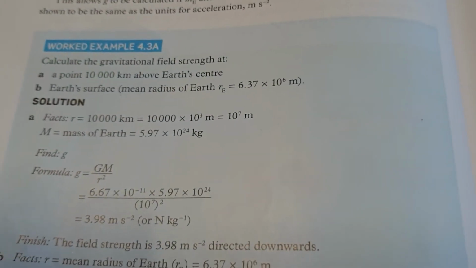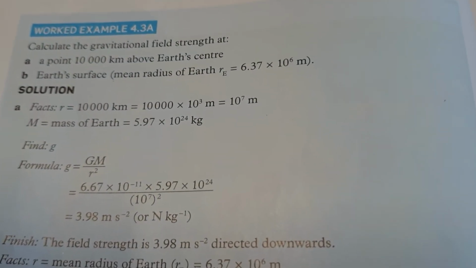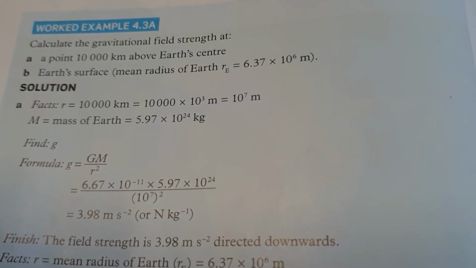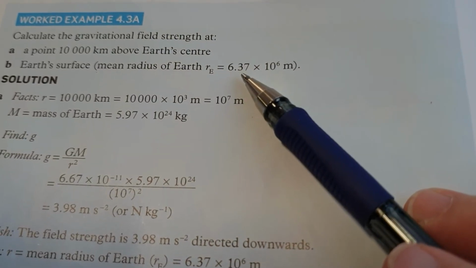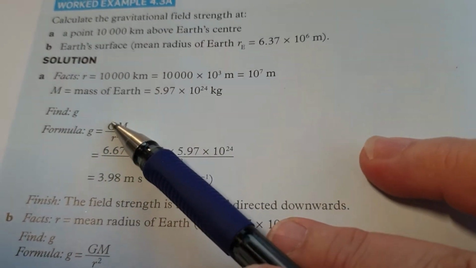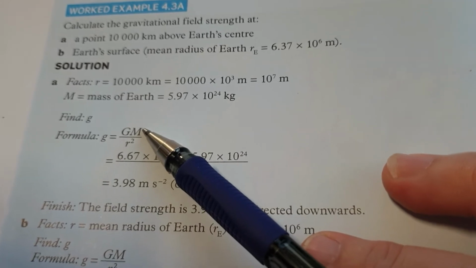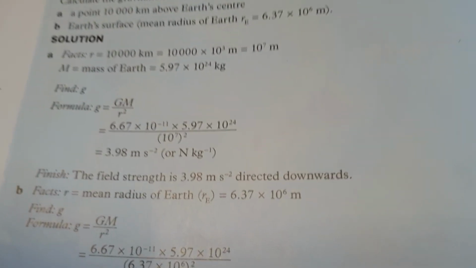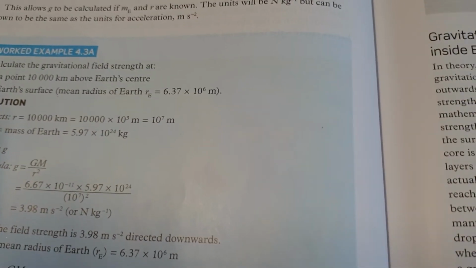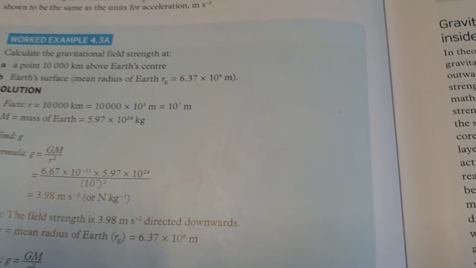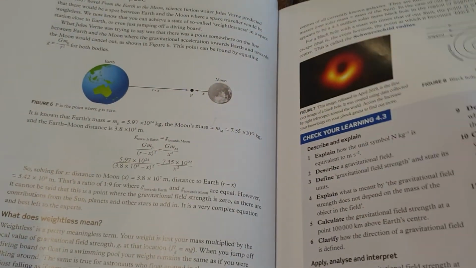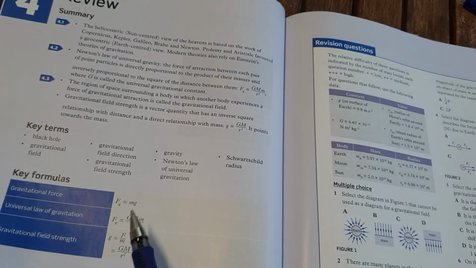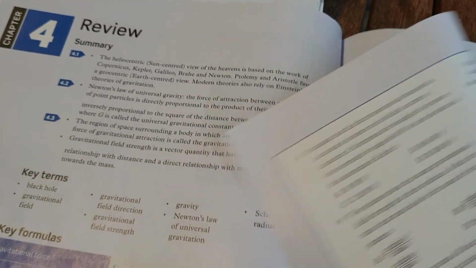Right, so you can work out the gravitational field strength at a point 10,000 kilometres above the Earth's centre, or at the Earth's surface. It's just this formula. That's a constant, that's the mass of the Earth, and that's the radius squared. So that's gravitational field strength, small g. These other things are interesting, but not vital to anything. And that's the end of that chapter.